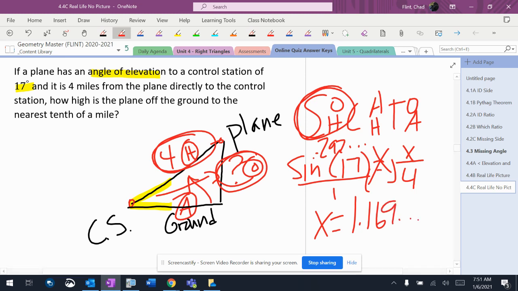Okay, nearest tenth of a mile means round the 1 using the 6. So the answer to that is going to be 1.2.